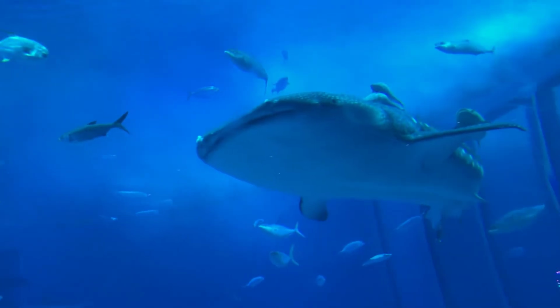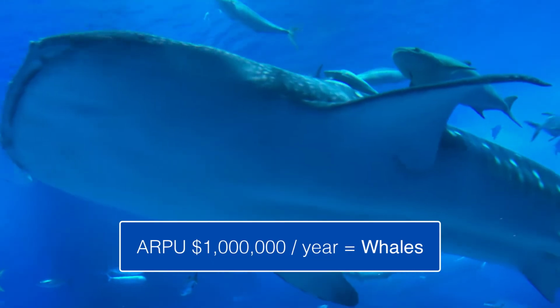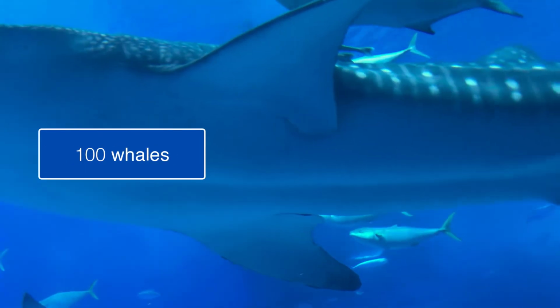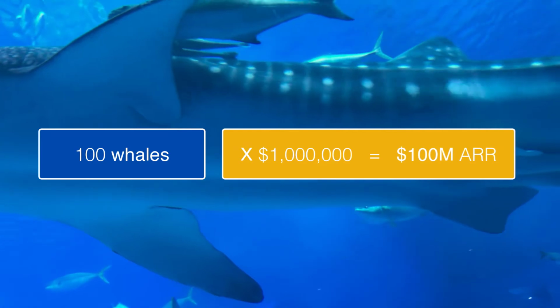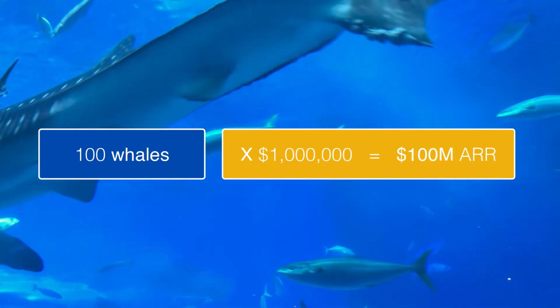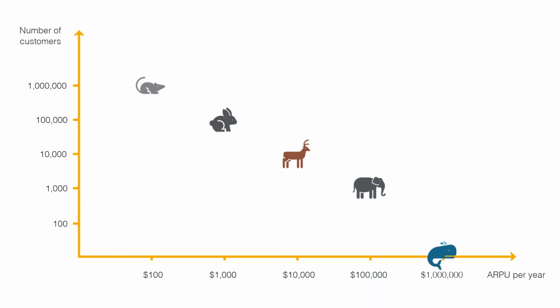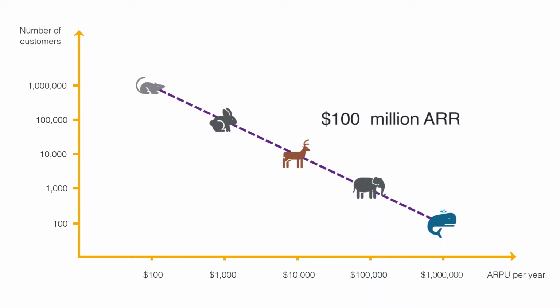The next customer segment is the blue whale customer segment, if your ARPU per year is $1 million. What if you have 100 customers paying you $1 million per year each? You can generate your $100 million in ARR. There are very few companies in this customer segment. Veeva and Palantir are good examples of such companies. Let's plot these customer segments on a graph to get $100 million in ARR. You need 1 million mice, 100,000 rabbits, 10,000 deer, 1,000 elephants, or 100 whales to generate $100 million in ARR.